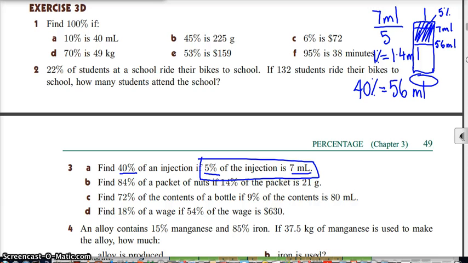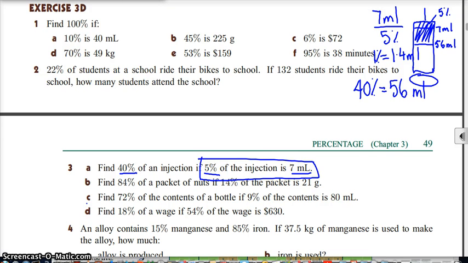What are some common trends here? The common trend is the percentage always goes on the bottom of our fraction. That enables us to find 1%. When we're reading the question, we've got to put together the common bits of information, or the information that relate to each other.